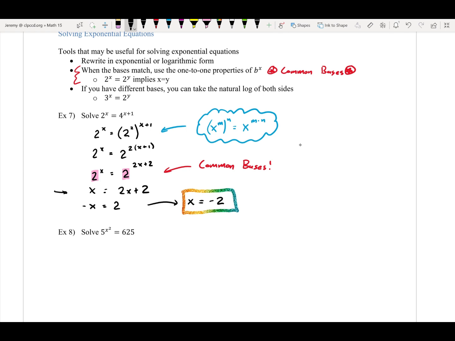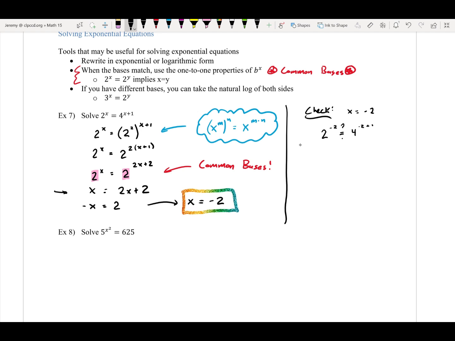Okay, I would encourage you to check your work. And we could do this by just substituting x equals negative 2 into our original equation. It'll look like this, 2 to the negative 2. And we're hoping, I'll put a little question mark over this equal sign, we're hoping that this is equal to 4 to the negative 2 plus 1.